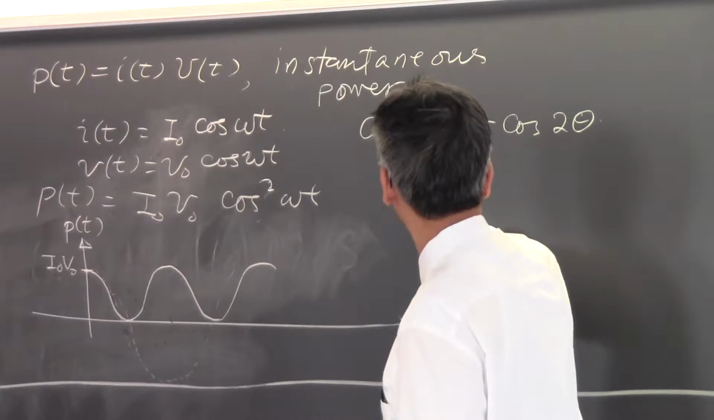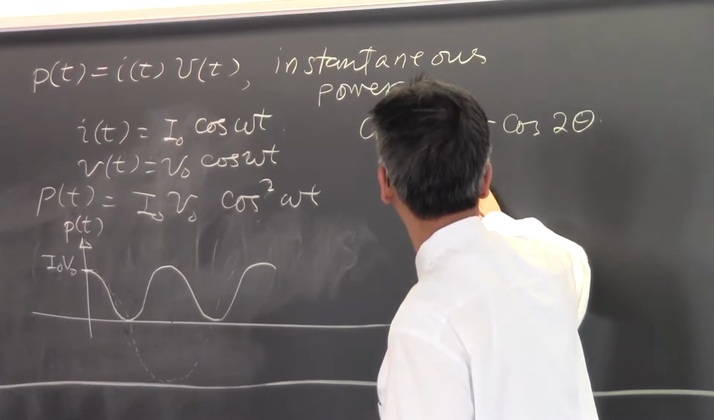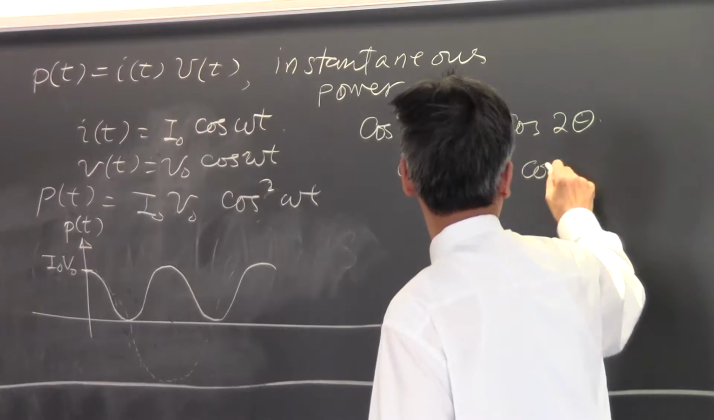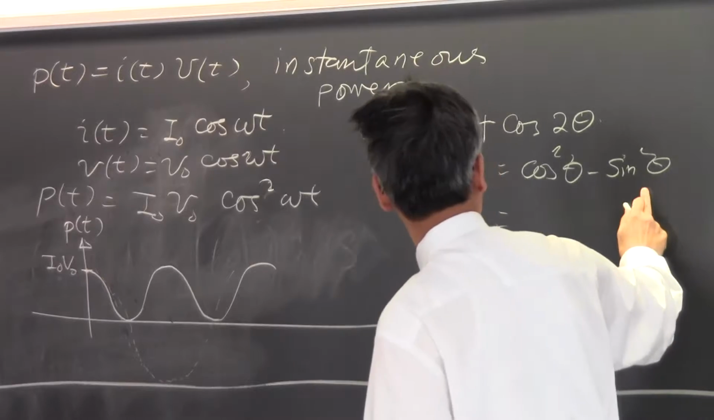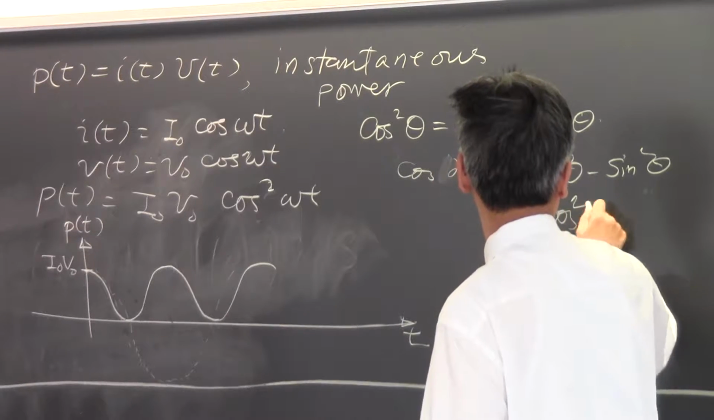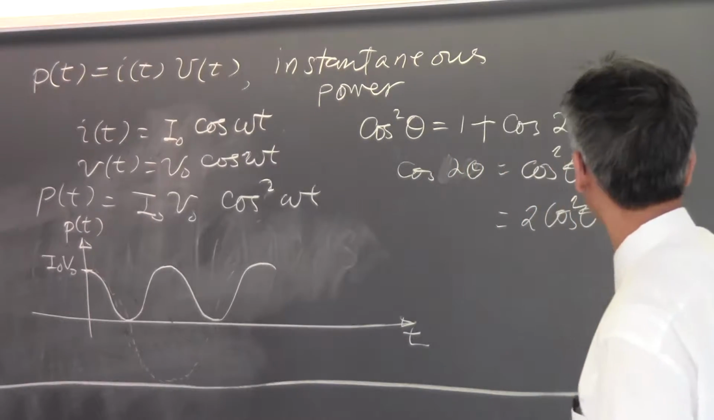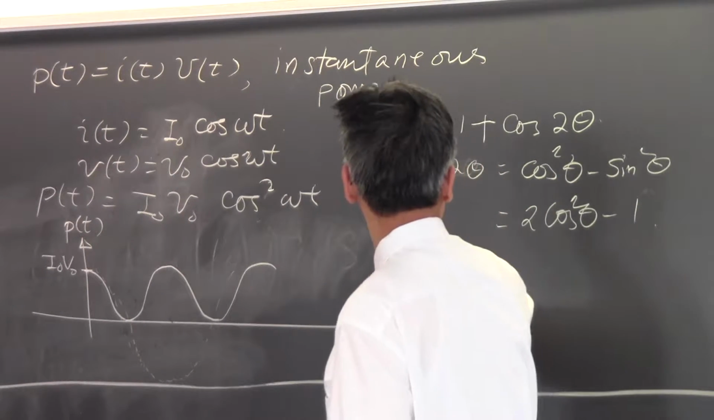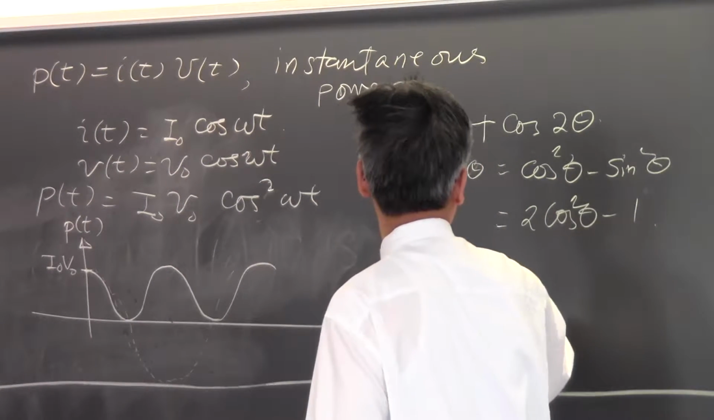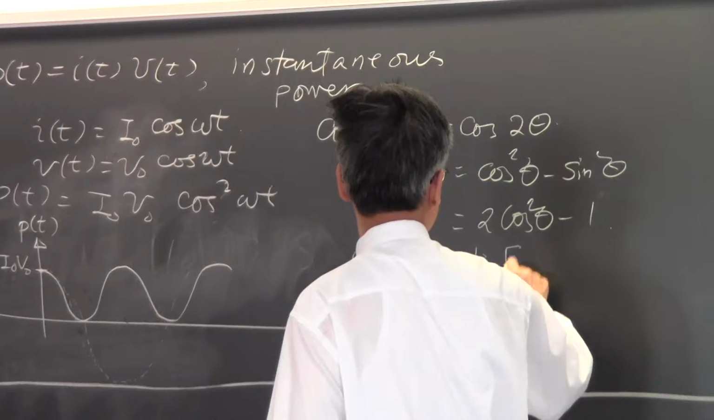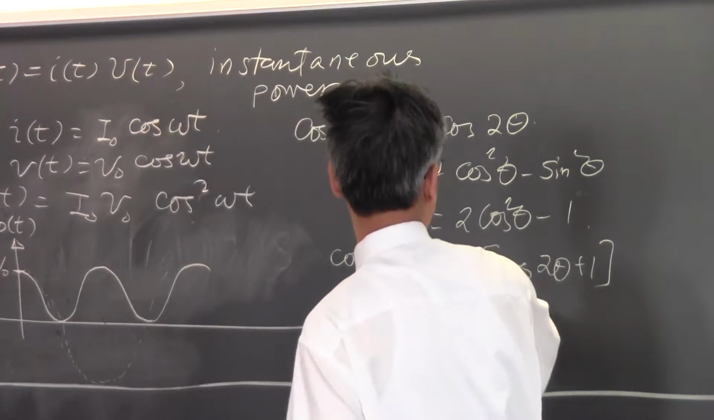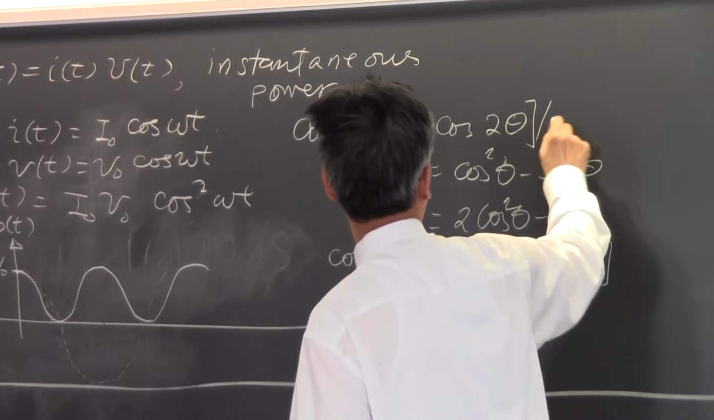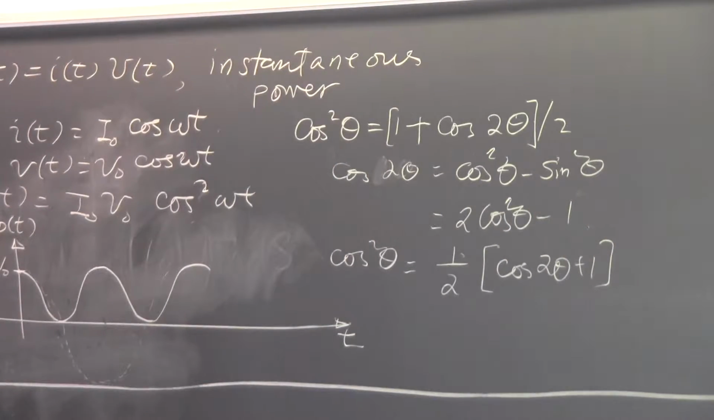And this follows from the identity that cosine of 2 theta is cos squared theta minus sine squared theta. So if you replace it with 1 minus sine squared, it's 2 cosine squared theta minus 1. So the identity should be that cosine squared of theta should be half of cos of 2 theta plus 1. Okay, did I derive it right?